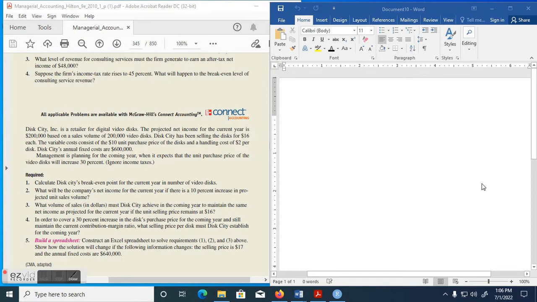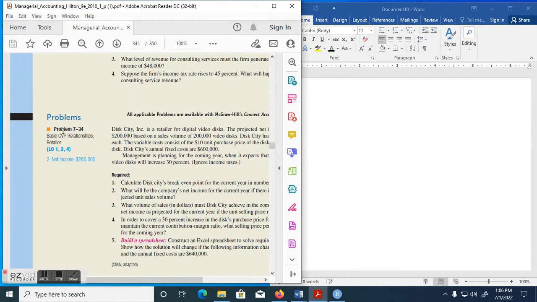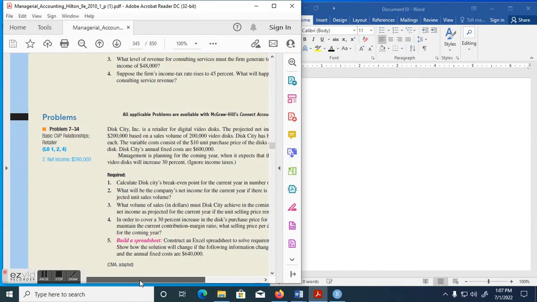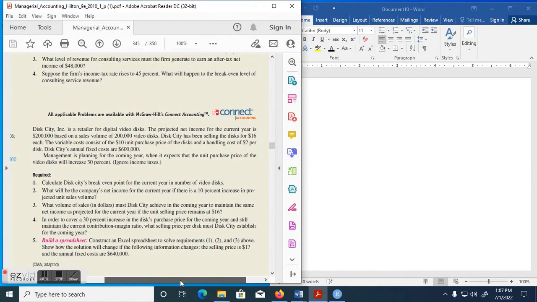Hi. Analyzing our cost volume profit analysis, or looking at what we call our break-even analysis, we're going to be using Ronald Hilton's Managerial Accounting. This is the 9th edition of the book that we're using. The question that we're going to look at is problem 7-34, which analyzes basic CVP relationships.